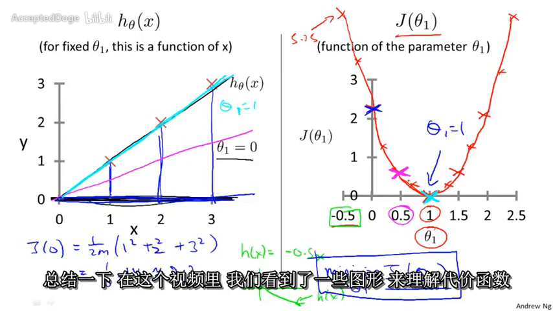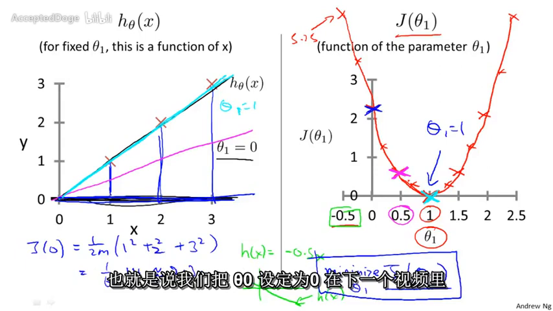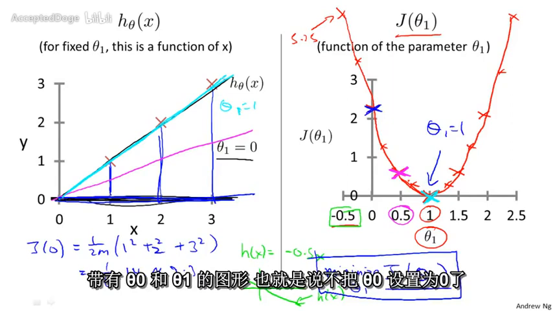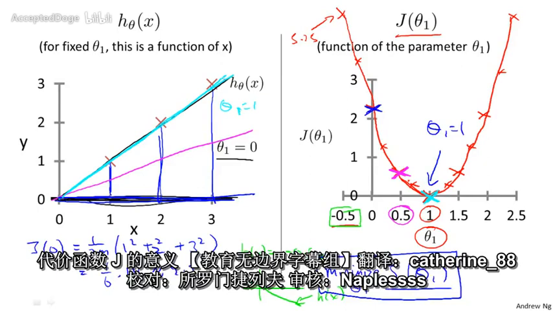So, to wrap up, in this video, we looked at some plots to understand the cost function. To do so, we simplified the algorithm so that it had only one parameter theta 1, and we set the parameter theta 0 equal to 0. In the next video, we'll go back to the original problem formulation and look at some visualizations involving both theta 0 and theta 1, that is, without setting theta 0 to 0. And hopefully that will give you an even better sense of what the cost function J is doing in the original linear regression formulation.